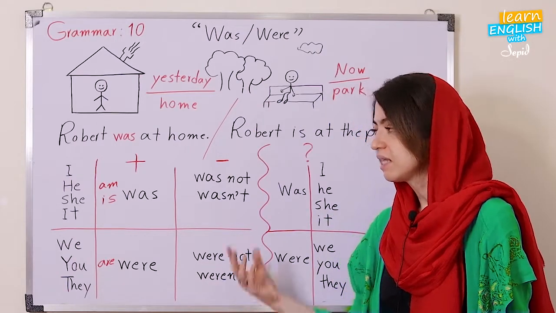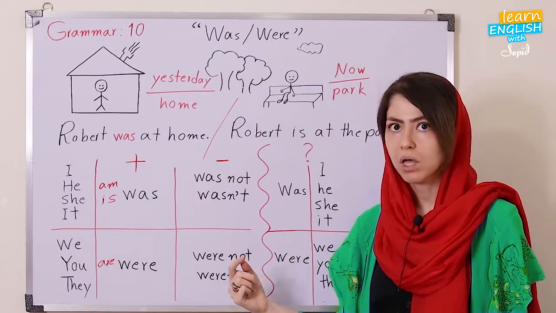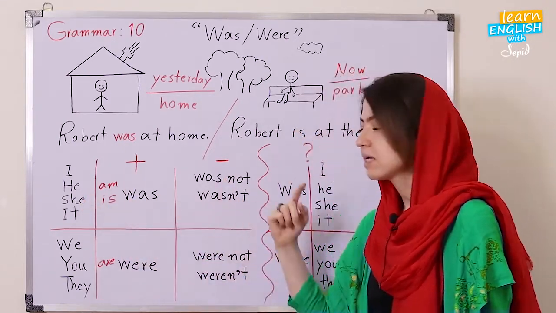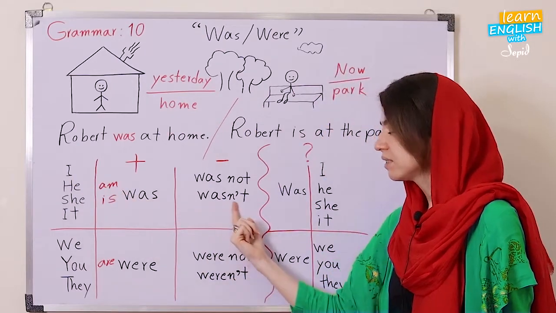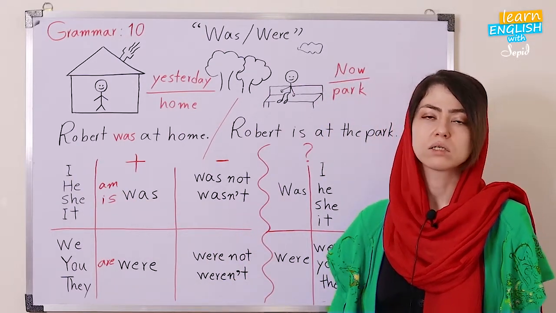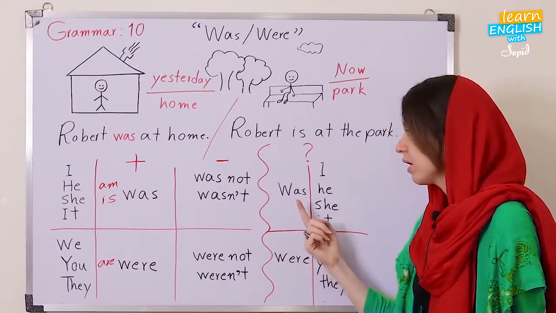Now, the negative form of was is wasn't, okay? She wasn't angry. Or I wasn't home. I wasn't home. So how about the question form?